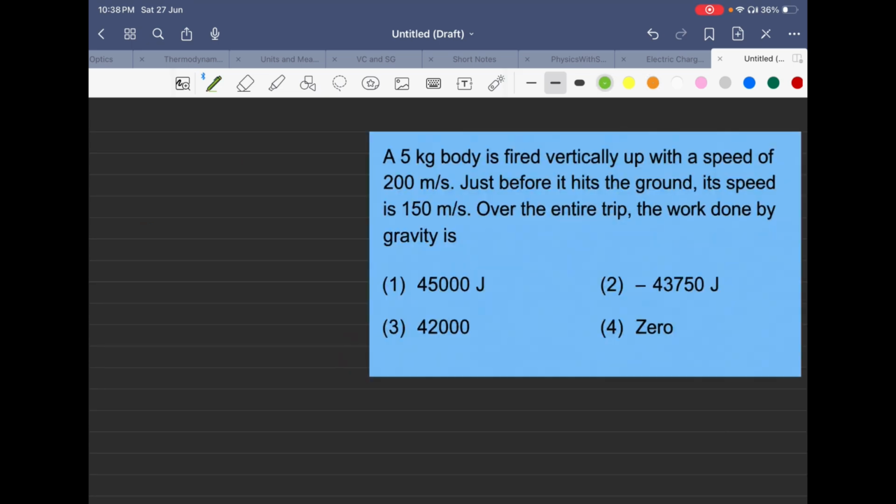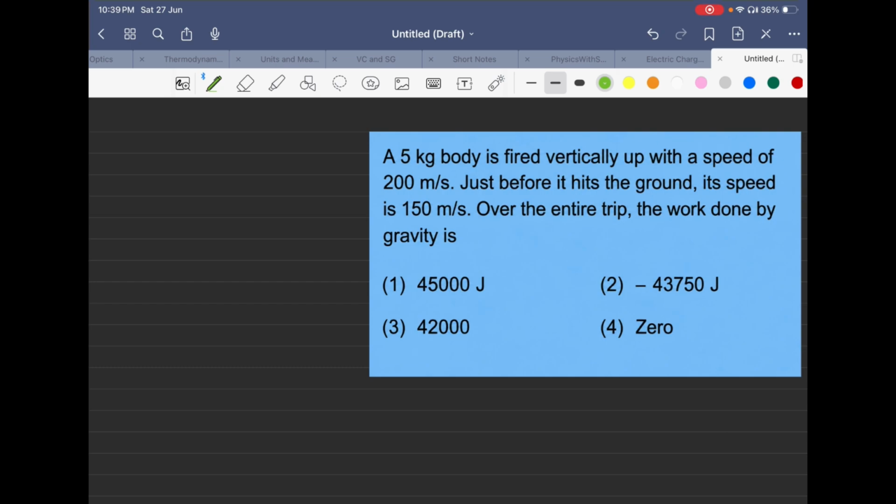Let's go with this question. In this question they are saying a 5 kg body is fired vertically up with a speed of 200 meter per second. Just before it hits the ground, its speed is 150 meter per second. Over the entire trip, the work done by gravity is.